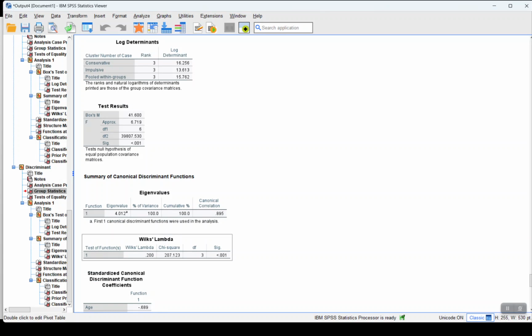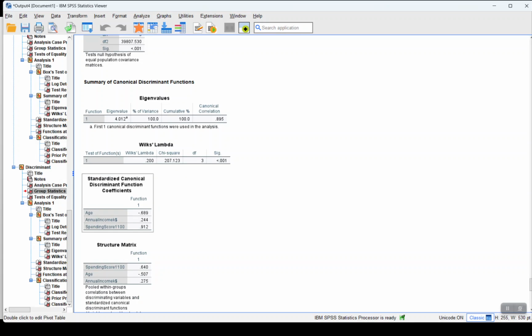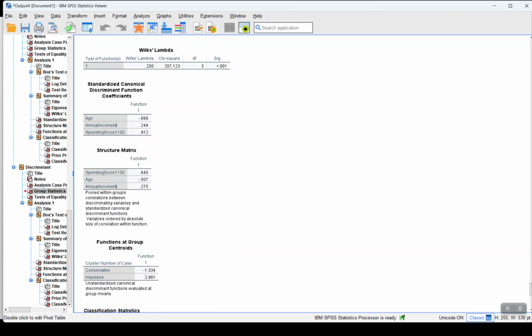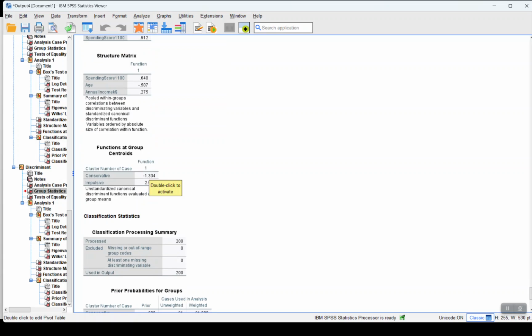The Wilks' Lambda is 0.2, and we also see how these two groups, impulsive and conservative, are acting. We decided to go with impulsive and conservative because the income part is important for us, because we can then target the personas better. If we look at the structure matrix, we have spending score at 0.640, age at minus 0.507, and annual income at 0.275. So these are the values.